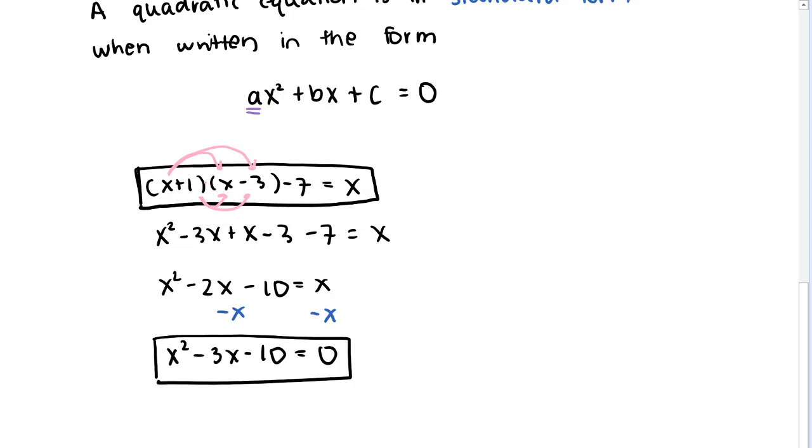But this is the way to express that equation in standard form, where here we would say that the coefficient a of our x squared term is 1, b is negative 3, and c is negative 10.